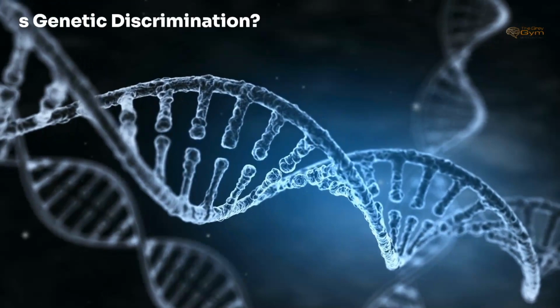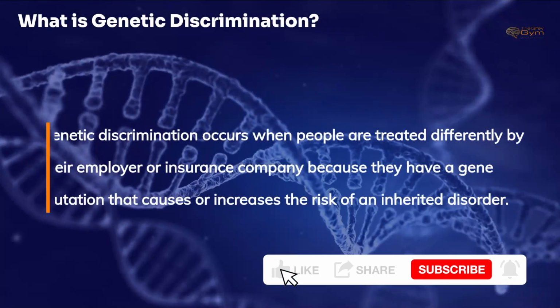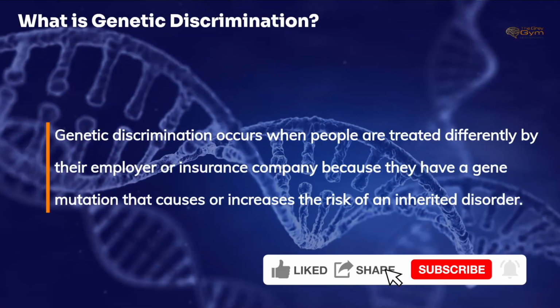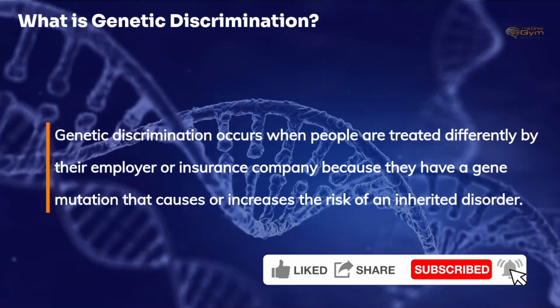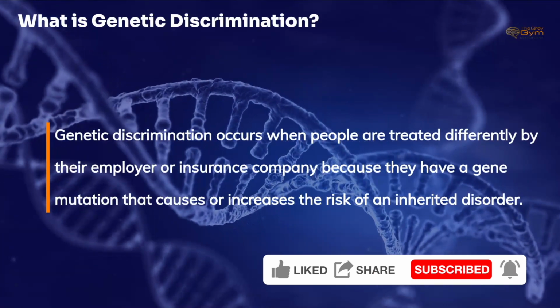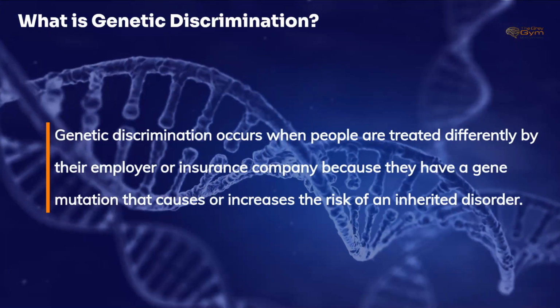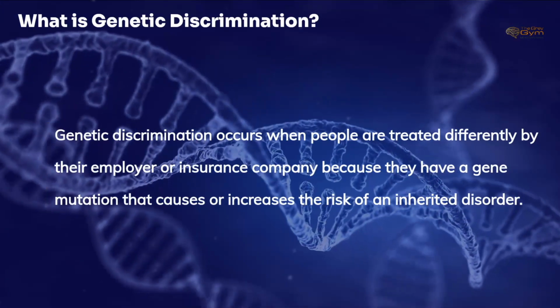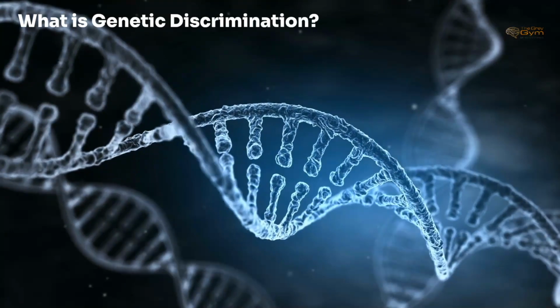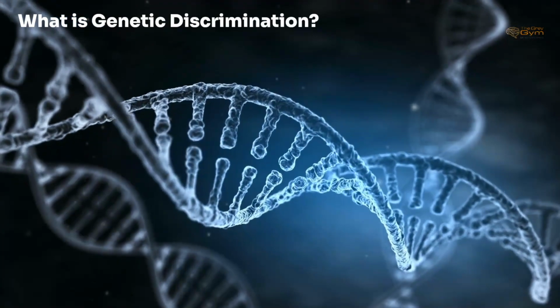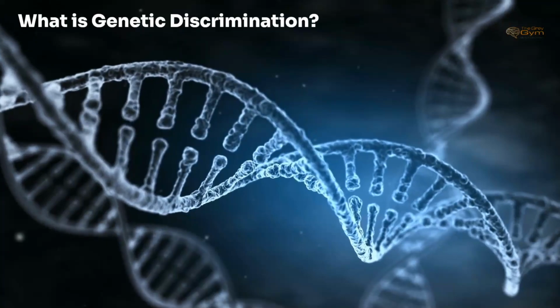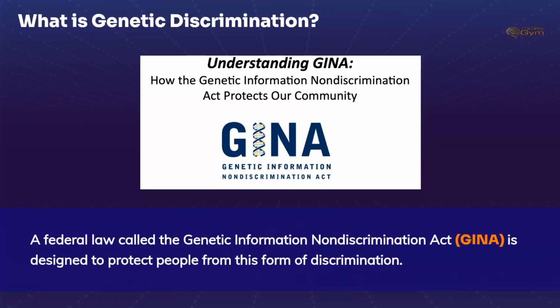Moving along. What is genetic discrimination? Genetic discrimination occurs when people are treated differently by their employer or insurance company because they have a gene mutation that causes or increases the risk of an inherited disorder. Several laws at the federal and state levels help protect people against genetic discrimination. In particular, a federal law called the Genetic Information Non-Discrimination Act, also known as GINA, is designed to protect people from this form of discrimination.